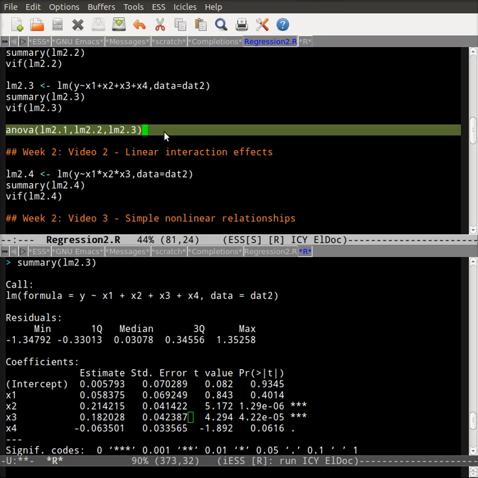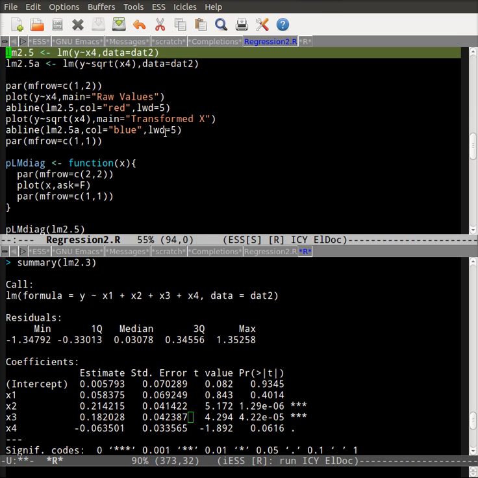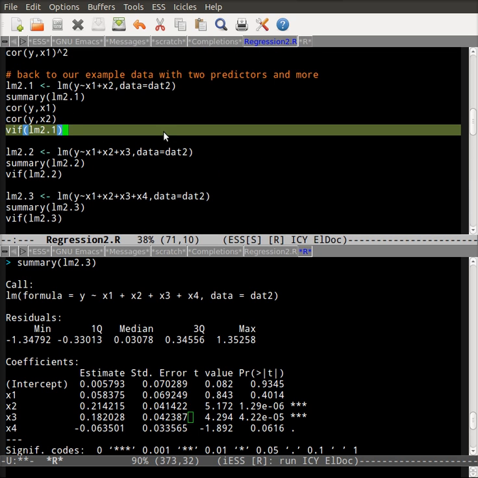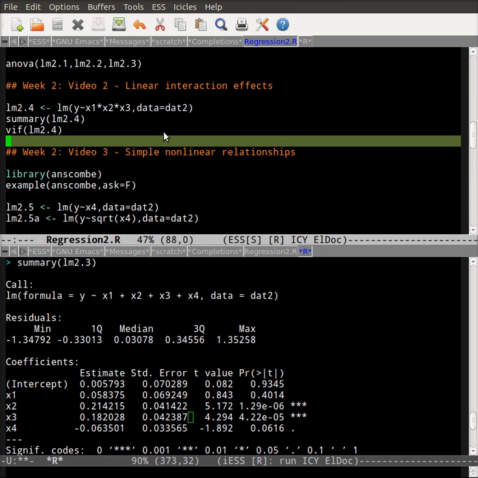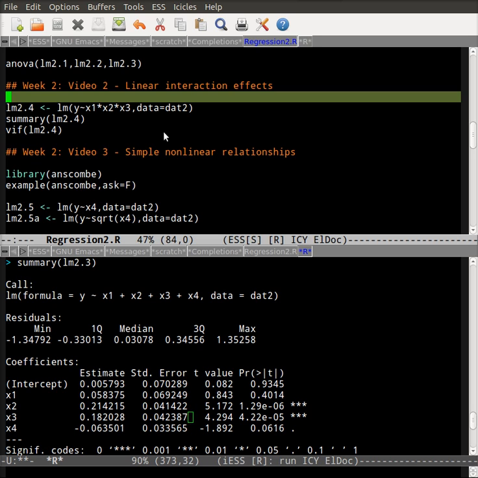All right, so this is, again, just a refresh of introductory regression. In our next video, I'm going to talk about interaction effects and how those are interpreted and what they do. So stay tuned for more.